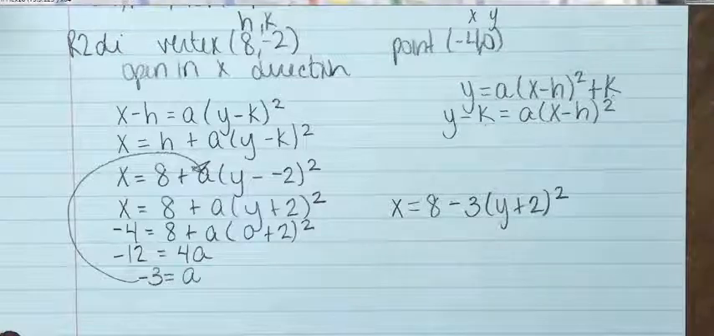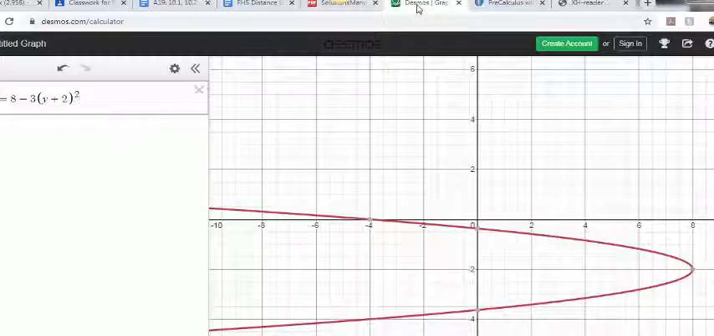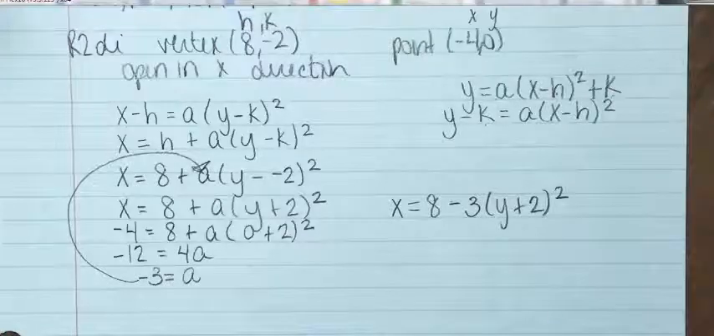Or, since you're at home right now, you could go ahead and use Desmos, right? Desmos is really user-friendly. You can just type in x equals, you type it exactly in. You see that this matches exactly, right? My vertex is at (8, -2). My x-intercept is at (-4, 0). So here's our final answer.